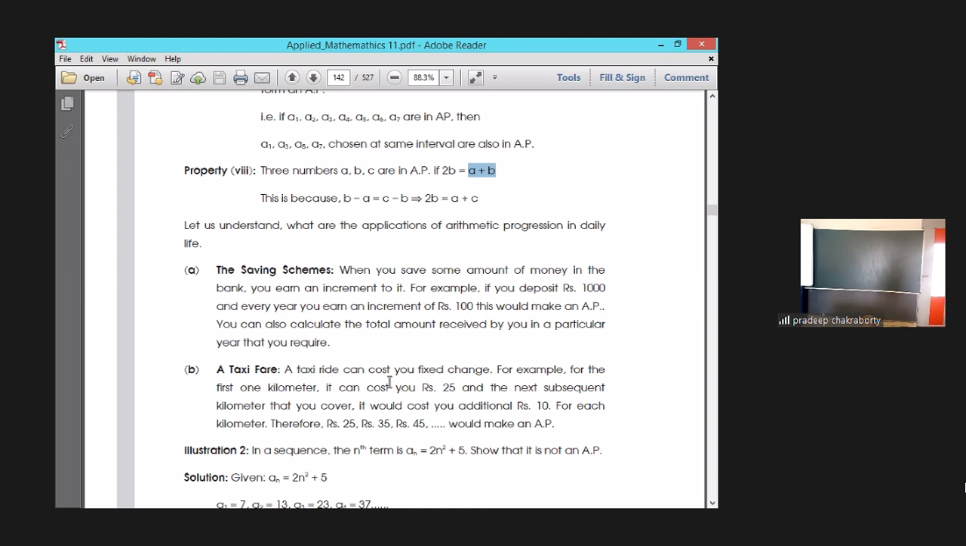So that is not a simple interest. Whether you are taking a loan or depositing your money in the bank, nowhere will the calculation be based on simple interest. There will always be a calculation based on compound interest. And when compound interest comes, you never get the terms in AP. Whatever money you are getting will never be in AP.